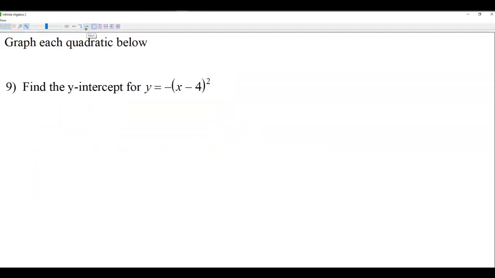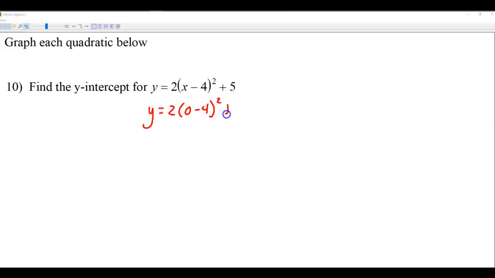I'm going to skip number 9 because I'm going to do number 10, and number 10 is a lot like number 9, so I'll do 10. I'll let you guys do 9. Find the y-intercept for this. The way that you find a y-intercept is by plugging 0 in for x. From there, you're just going to solve.